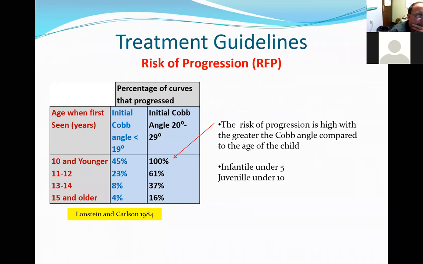Again, just another thing that helps, another way to help determine what the risk of progression is, and you can look at this and go through it and analyze this yourself on your own if you want.